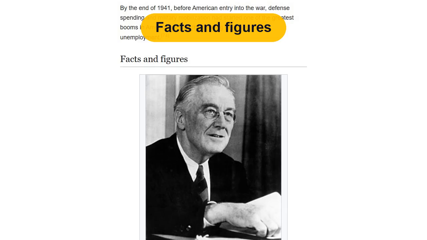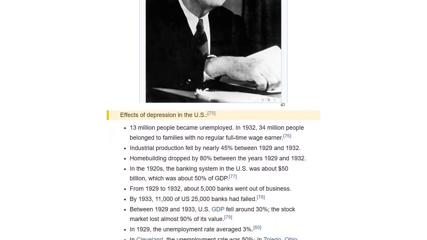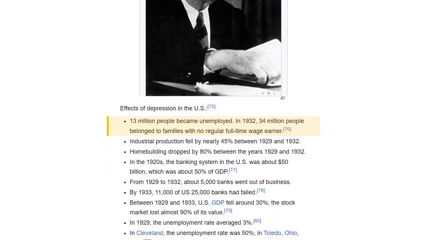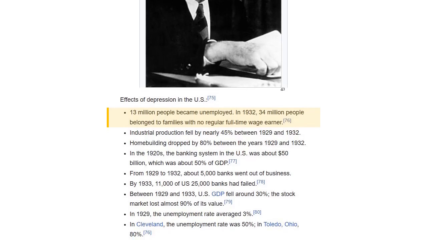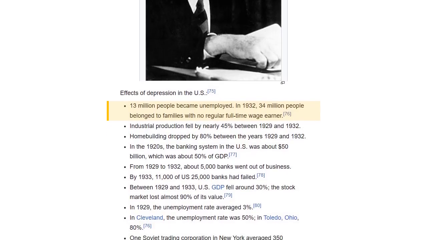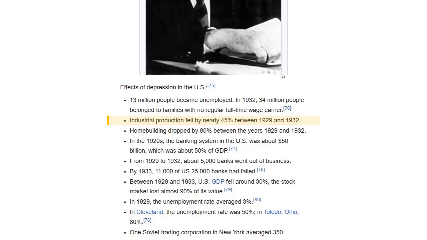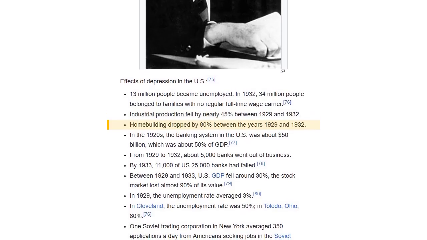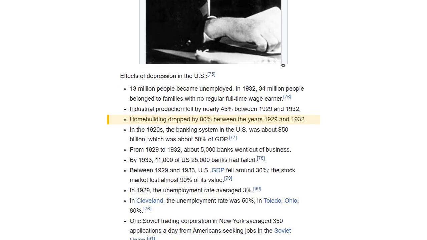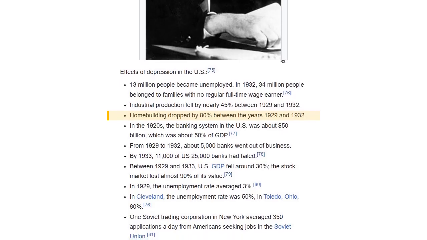Facts and figures. Effects of depression in the US. 13 million people became unemployed. In 1932, 34 million people belonged to families with no regular full-time wage earner. Industrial production fell by nearly 45% between 1929 and 1932. Home building dropped by 80% between the years 1929 and 1932.